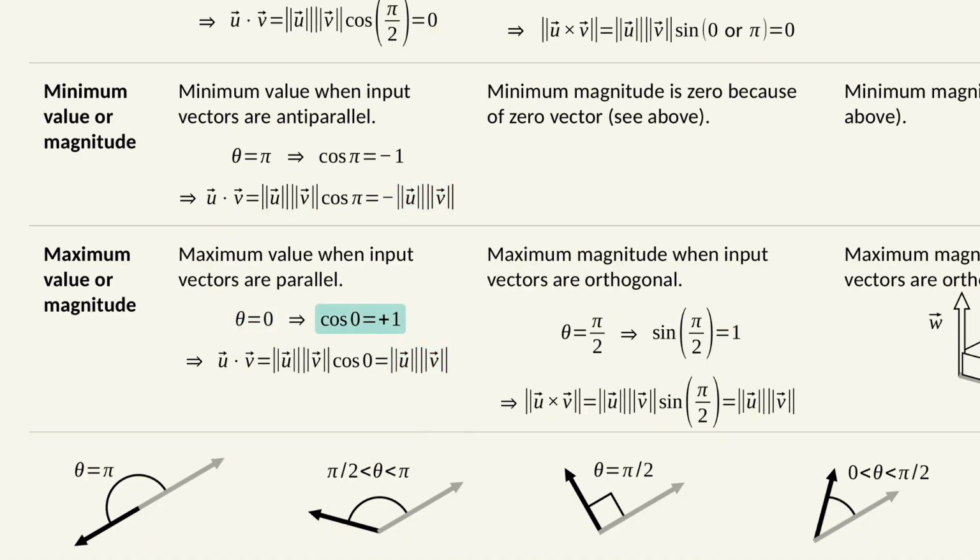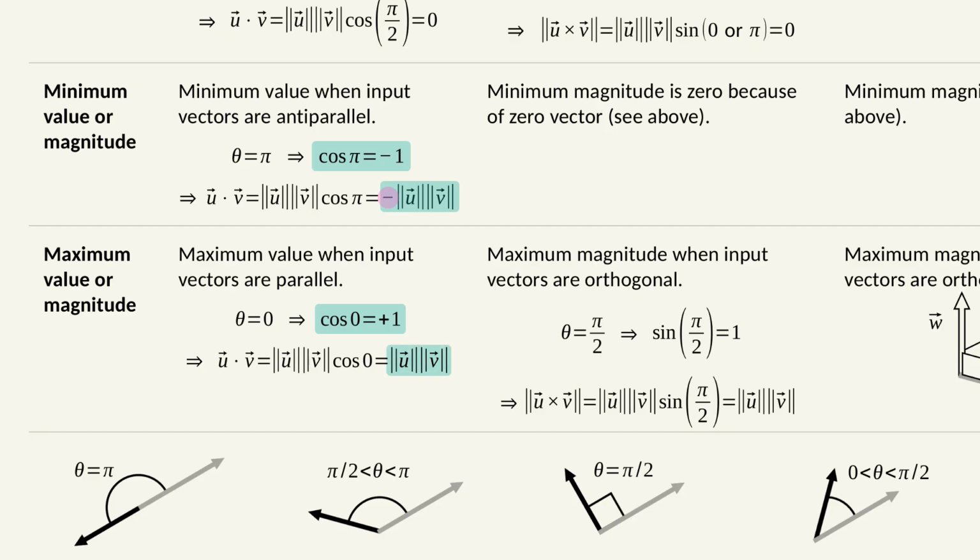Cos of 0 is +1, and so the dot product looks similar to when the vectors are anti-parallel, it's just that we have a positive sign instead of a negative sign. Another way of thinking about this is to focus on the cosine. Cosine oscillates between -1 and 1. When cosine is -1, we get the negative version of this dot product. When cosine is +1, we get the positive version of this dot product.